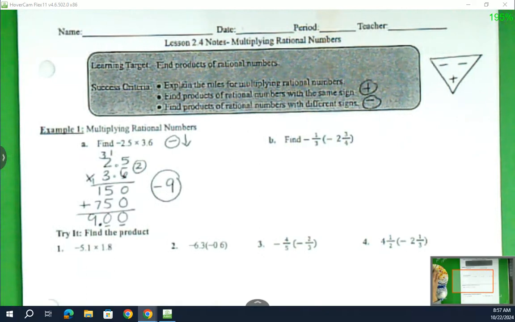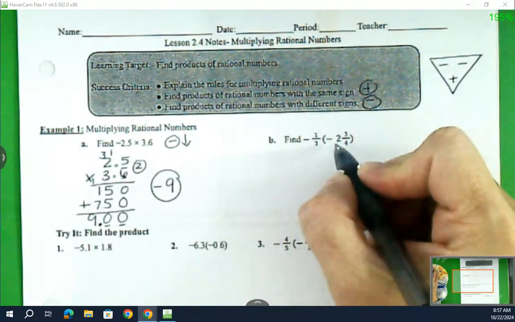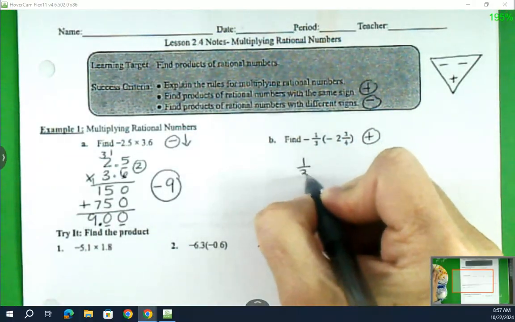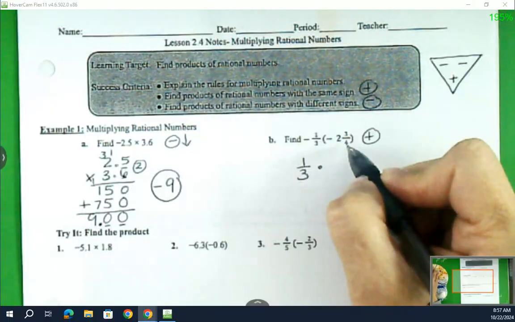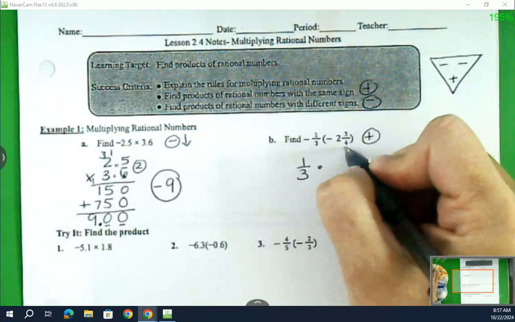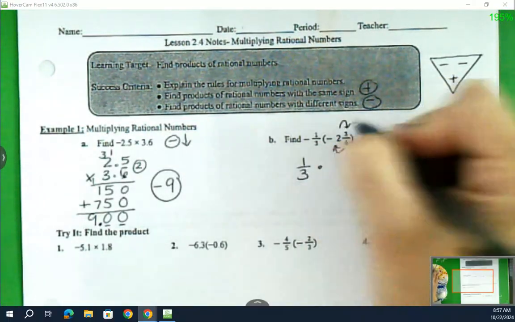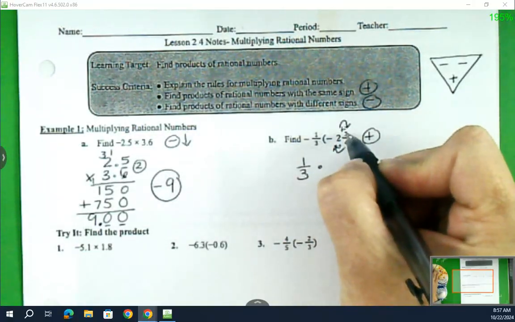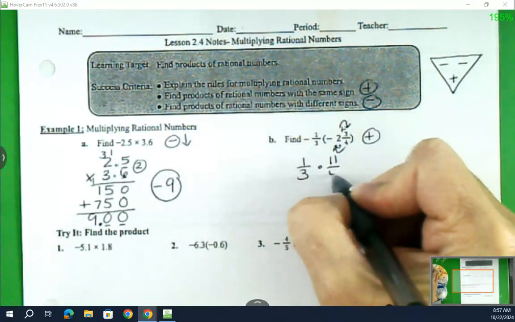Okay, over on to B, we're going to use rational numbers in fraction form. We have a negative times a negative. That's going to give us a positive answer. And then we're going to use our 1/3 times. But since this is a mixed fraction, we're going to change it to an improper fraction. So we have 4 times 2 is 8, plus 3 is 9, 10, 11, 11 fourths.